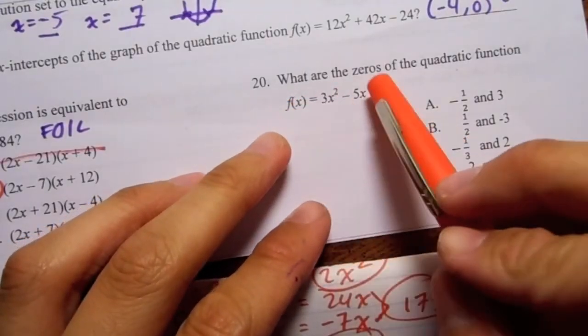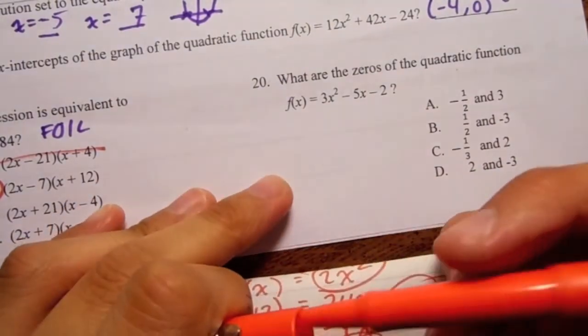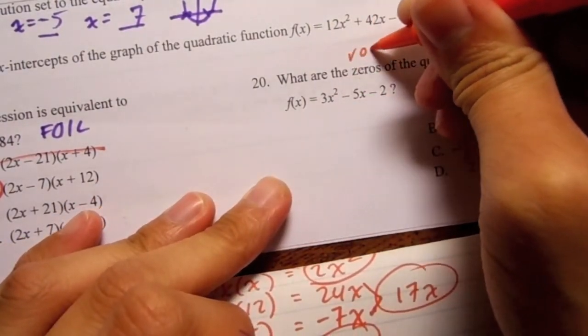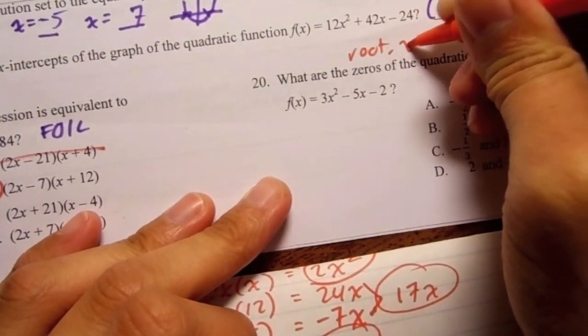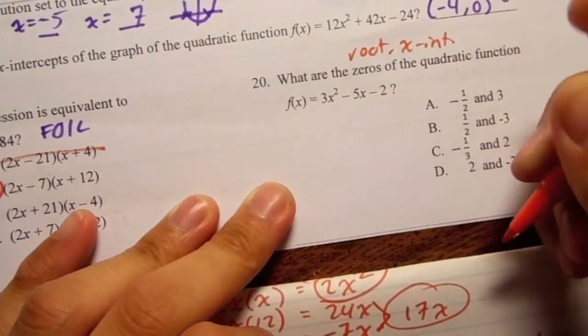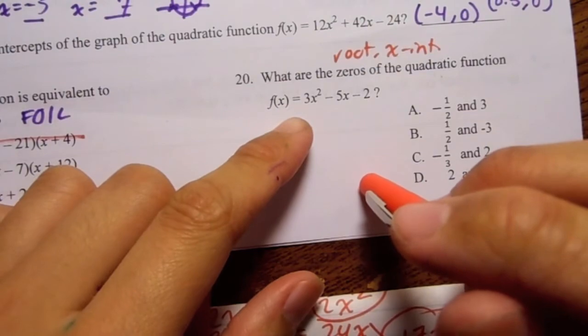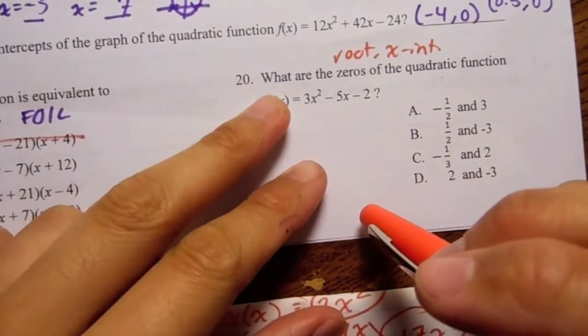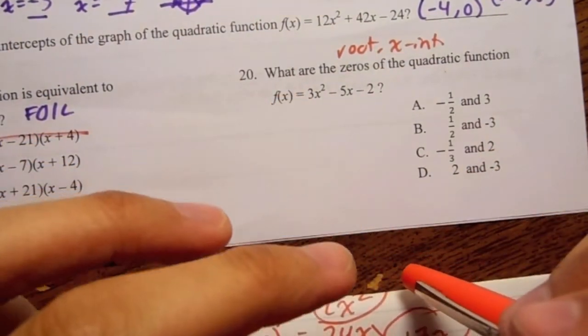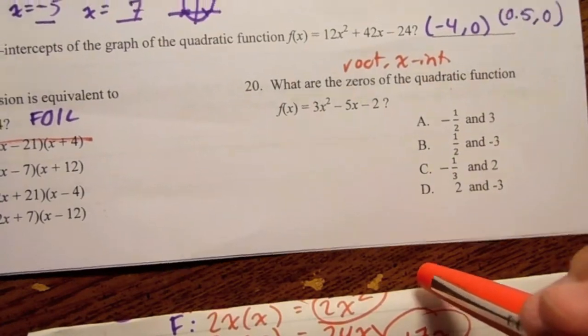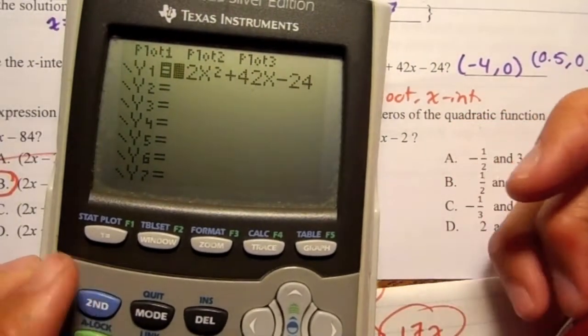Number 20 states, what are the zeros of the quadratic function? Remember, zeros, that's the same thing as your roots or your x-intercepts or your solutions. Whatever, they're interchangeable here. So again, whenever we're trying to find the x-intercepts, we have multiple methods: graphing, table, factoring, quadratic formula. I'm tired, so we're going to use the graphing calculator.